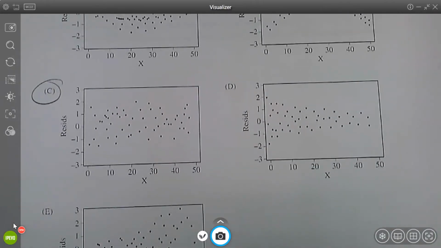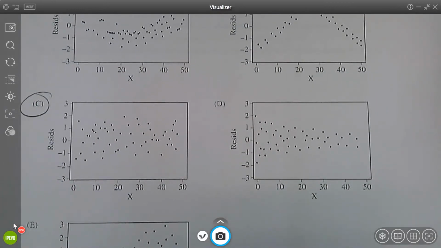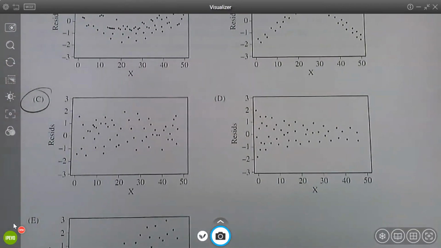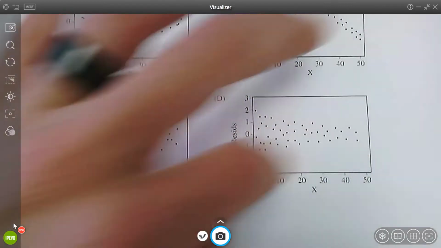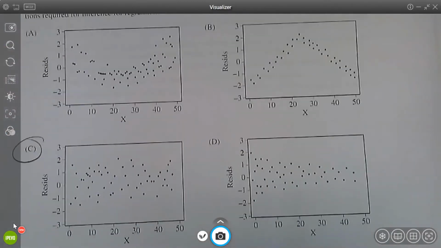21, we want to know which residual plot shows that a linear model would be appropriate. We want random scatter, no pattern. A and B have pattern, D and E get into kind of this cone shape. So not consistent variability in the residual plot, which is an issue.